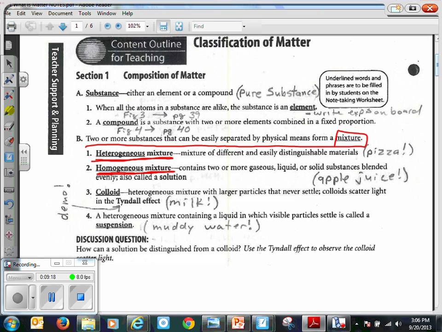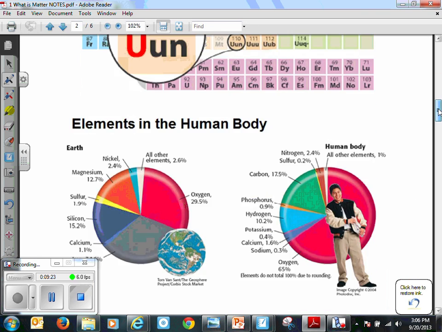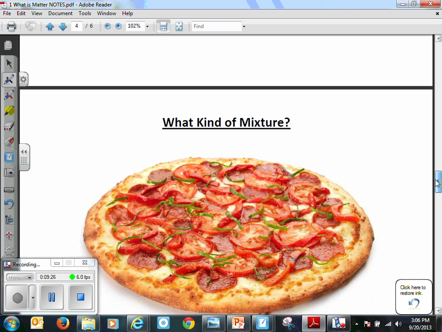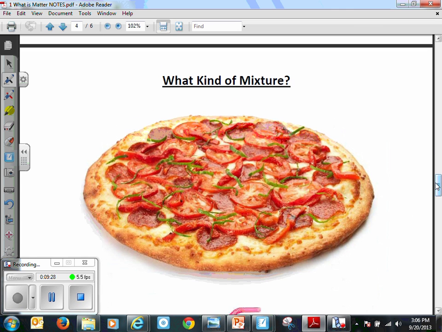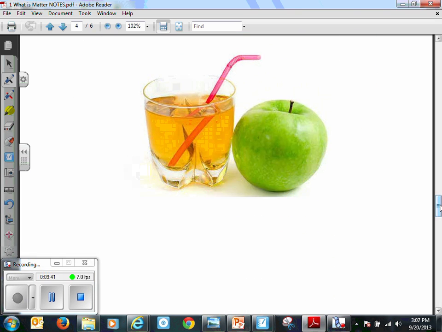So I got a little picture here for you. It says, what kind of mixture is a pizza? Yeah, this is a heterogeneous, so you can see that there's pepperonis, peppers, all that kind of stuff. How about this? What would that be? Apple juice. Okay, is that hetero or homogeneous mixture? It's homo because it looks like one thing throughout. So that's the definition of a homogeneous mixture, is it looks like one thing.